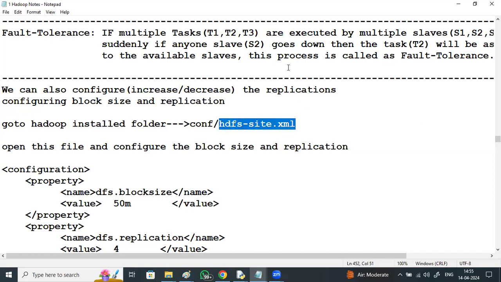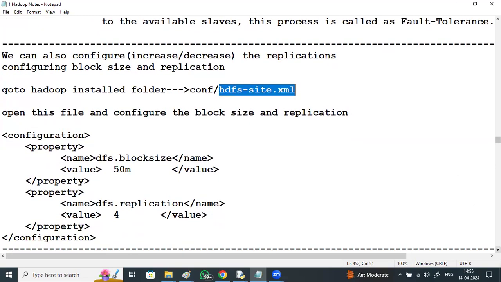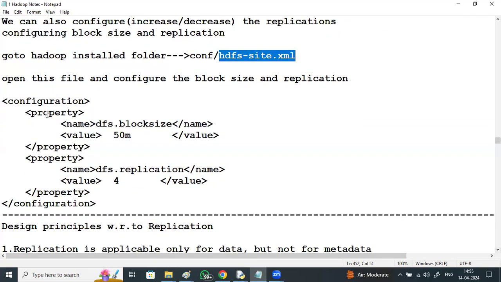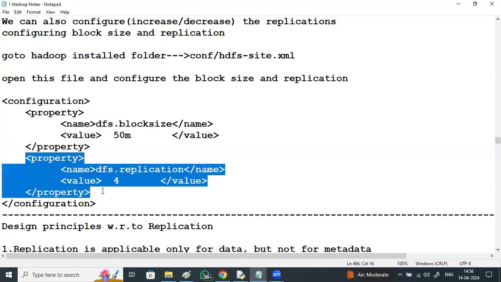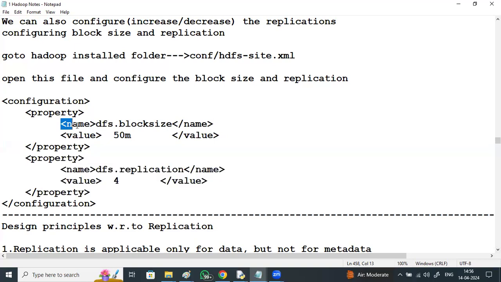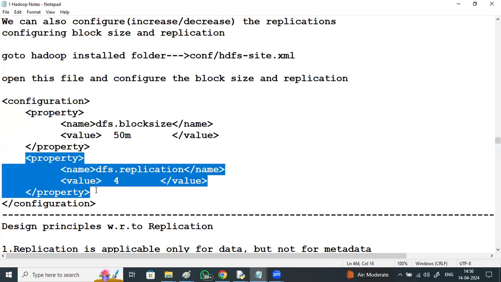Whenever you go to this hdfs-site.xml, by default, it will be an empty file. There won't be any data in that. So you can just configure in this way. First property and second property. 2 property tags. In the first property, the name is dfs.blocksize, distributed file system dot block size is the property name. What is the value you are setting? As 50 MB or 100 MB or 200 or 10 MB, whatever, right? You can set your own block size. What is the second property? dfs.replication. How many replications? By default 3, right? But you can increase to 4 or 5 or decrease to 2.